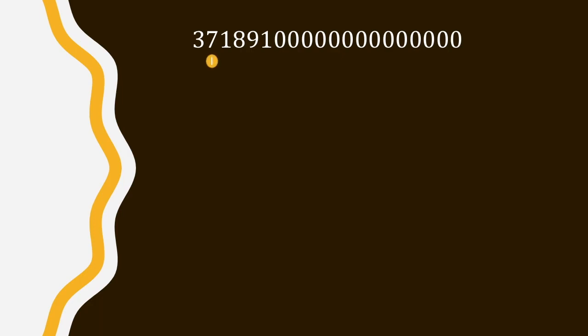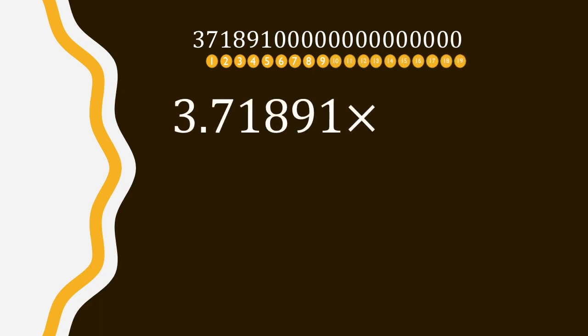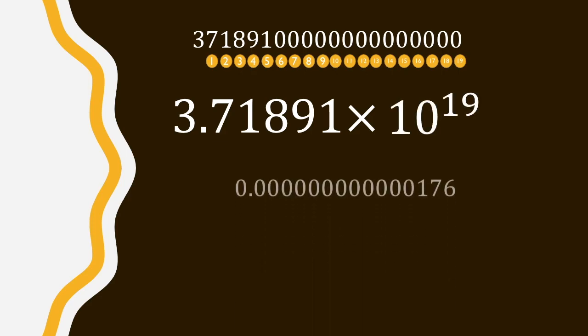In this case, I might start by thinking that 37 is the same as 3.7 times 10 to the 1, so 3.7 times 10 is 37, and so starting from here I can count the number of places until I get to the end. So this number is 3.71891 multiplied by 10 to the power of 19 in standard scientific notation.